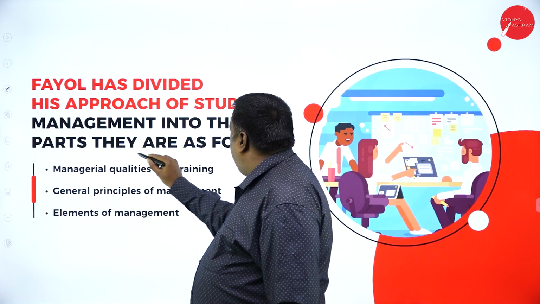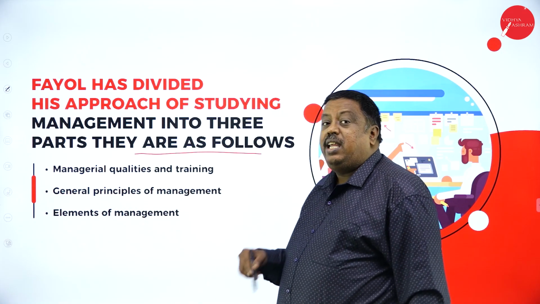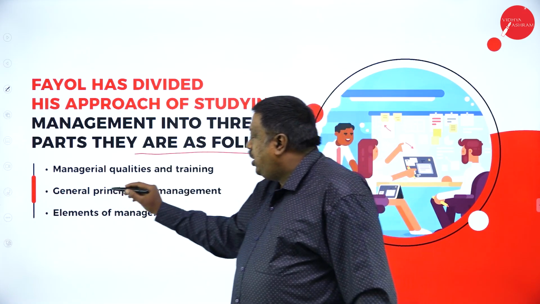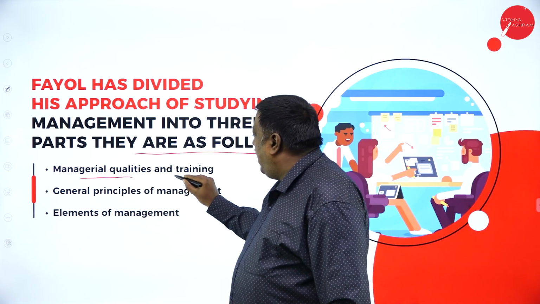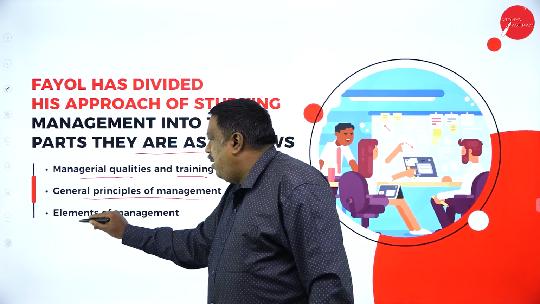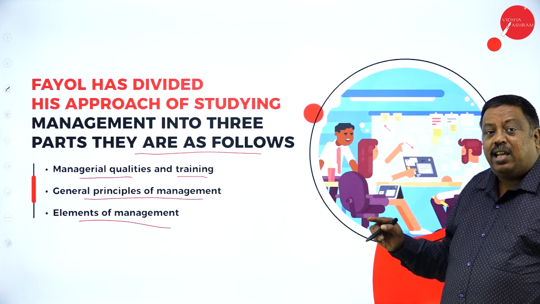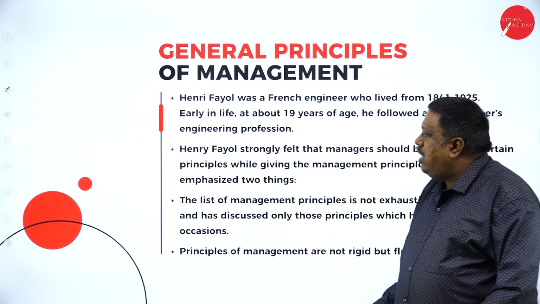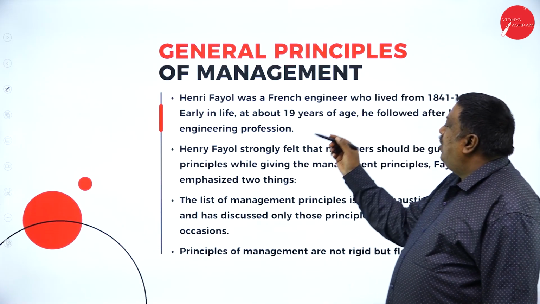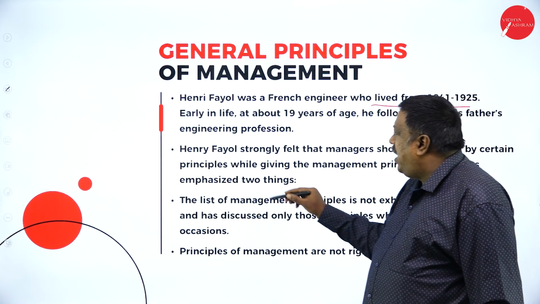He divided the concept again into parts, based on 3 approaches. The first approach was managerial qualities and training, then general principles of management, and elements of management. Based on these 3 studies, he introduced the 14 principles. Henry Fayol was a French engineer who lived from 1841 to 1925.